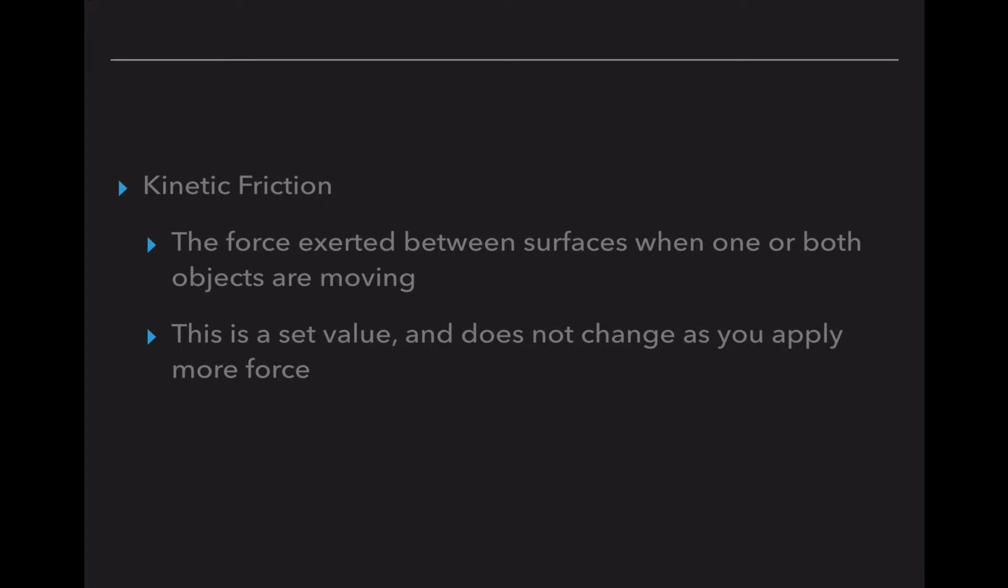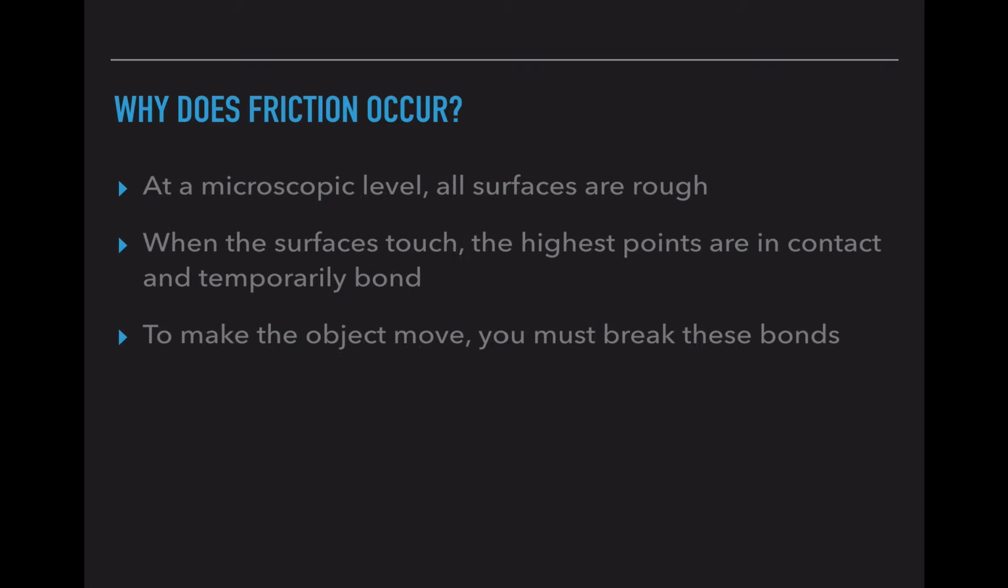The second type of friction is kinetic friction. This is the force exerted between surfaces when one or both of the objects are moving. So once you overcome static friction, you move into having kinetic friction. This is a set value and does not change if you apply more force. Once it is moving, it has the same value of kinetic friction at all times.